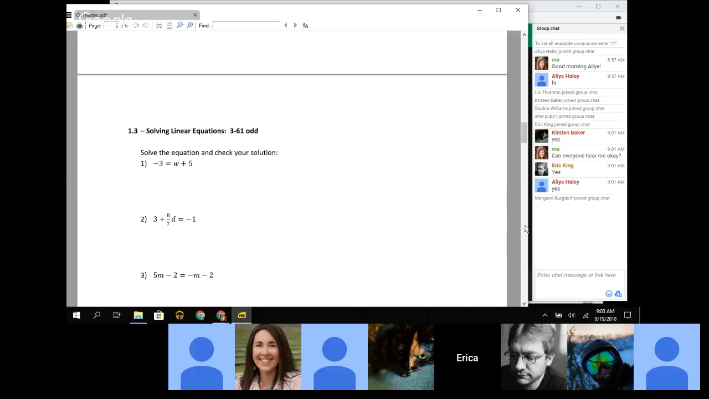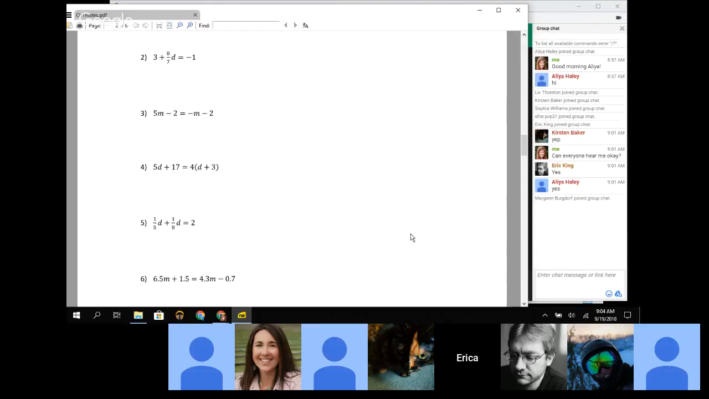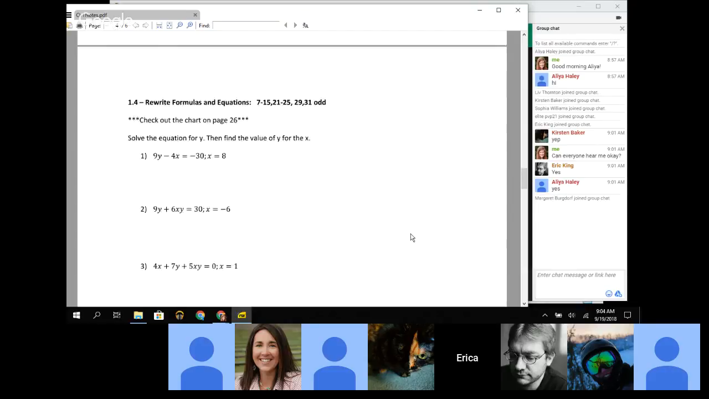So what we're going to do today is go over 1.4, which is a little bit trickier, not crazy tricky, but just a little bit trickier. It's called rewriting formulas and equations. So that's what we're going to go over today. If you have your notes, go ahead and grab them out. And I have my notes right here.